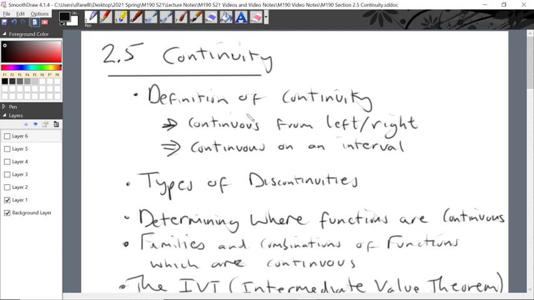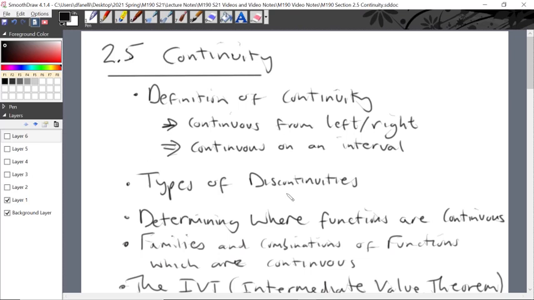Starting with the definition of continuity, what does it mean to have a function that is continuous at a point? That includes continuous from the left and continuous from the right according to the definition of continuity. And what does it mean for a function to be continuous on an interval? To be continuous on an interval would require that the function is continuous at every number contained within that interval.